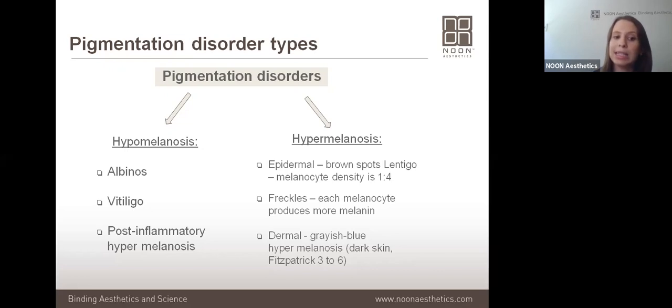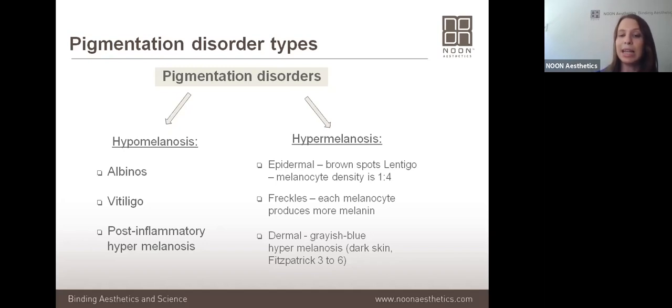Another one is the PIH, which is post-inflammatory hypermelanosis. It can be hypo or hyper. So for example, if we look at cases of post-acne, we can see that there are spots, there are stains of darker skin. So this can be post-inflammatory hyperpigmentation. And I will also show a case study about it at the end.